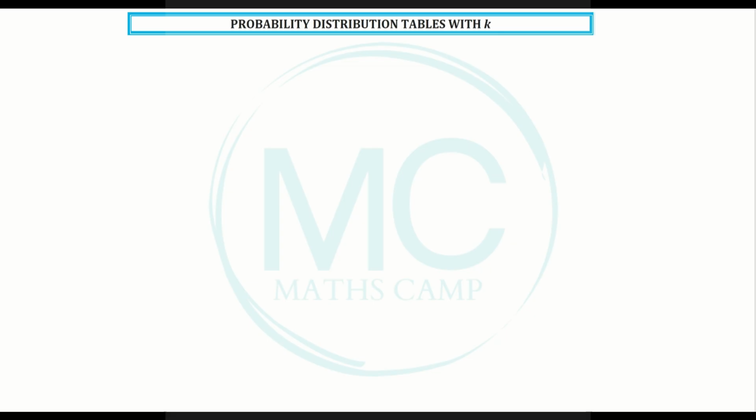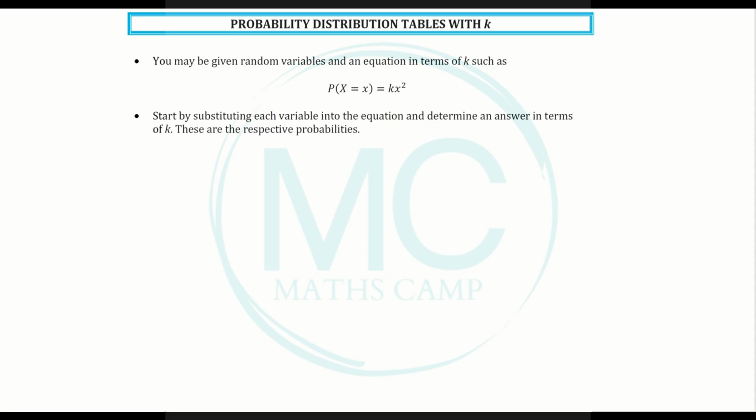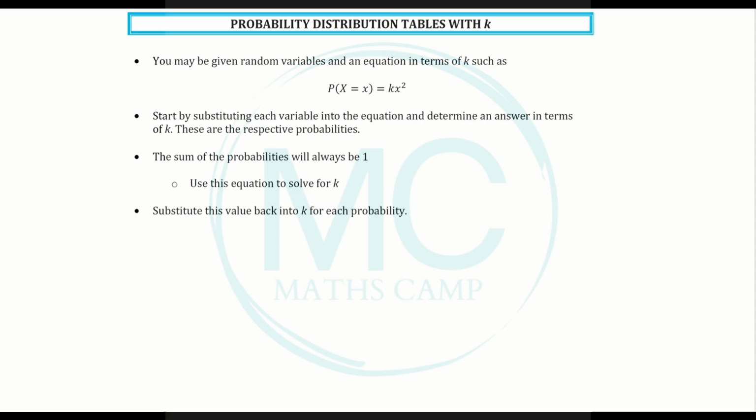Now I'd like to move on to probability distribution tables with k. You may be given random variables and an equation in terms of k, such as the probability that X is equal to x is equal to kx squared. To tackle questions like this, start by substituting each variable into the equation and determine an answer in terms of k. These are your respective probabilities. The sum of the probabilities will always be equal to 1, so use this equation to solve for k. Then you can substitute this value back into k for each probability.